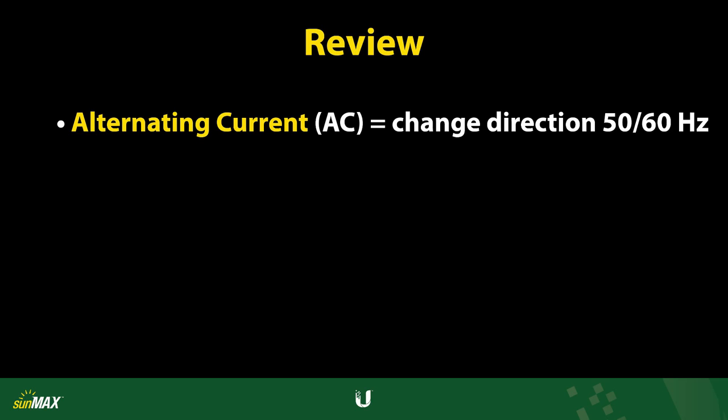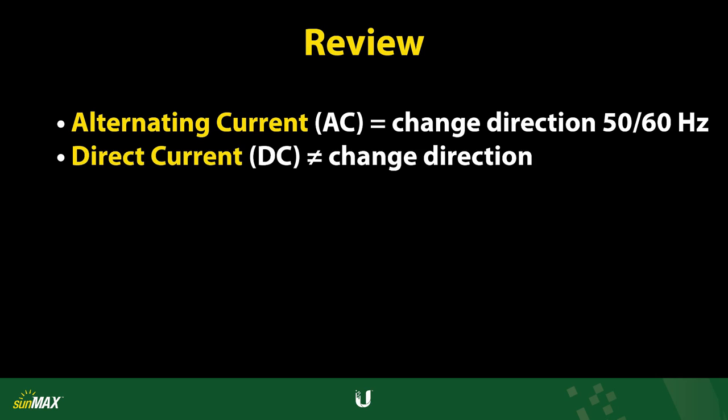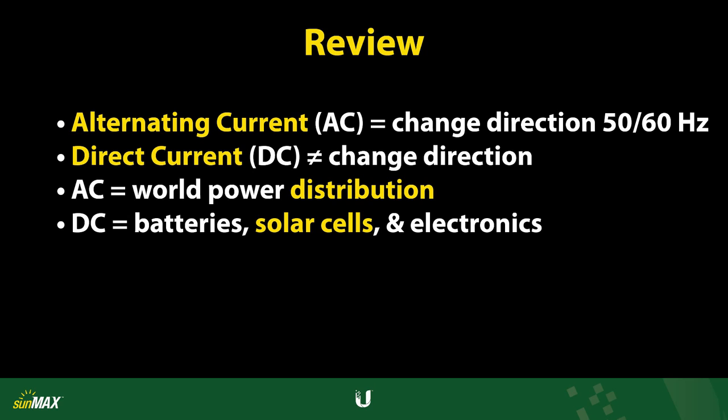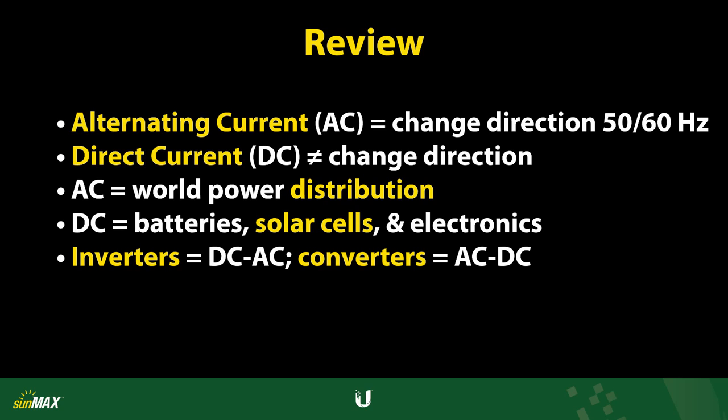To review, AC power changes the direction of current 50 to 60 times per second. DC power, however, does not change direction. AC is widespread in power distribution, while DC is common in batteries, solar cells, and electronics. Inverters change power from DC to AC, while converters change power from AC to DC.